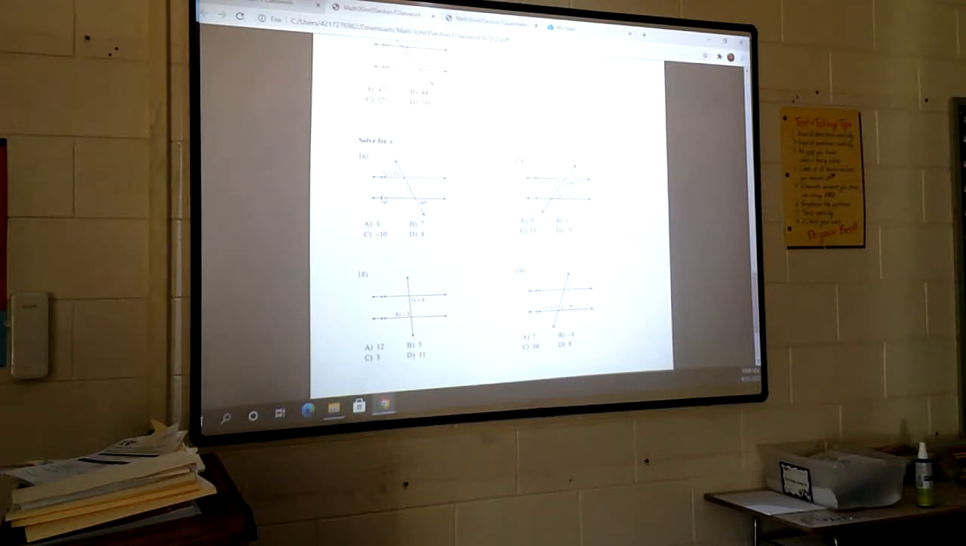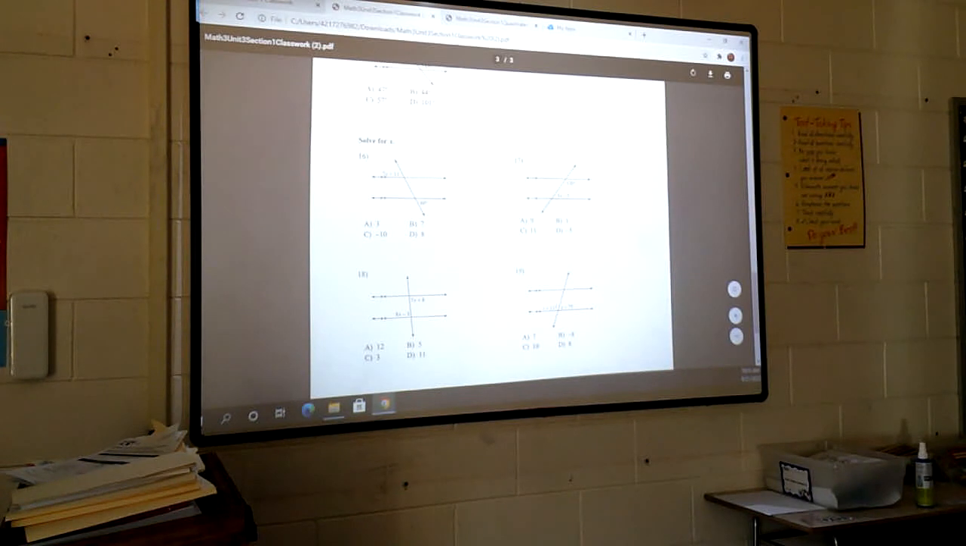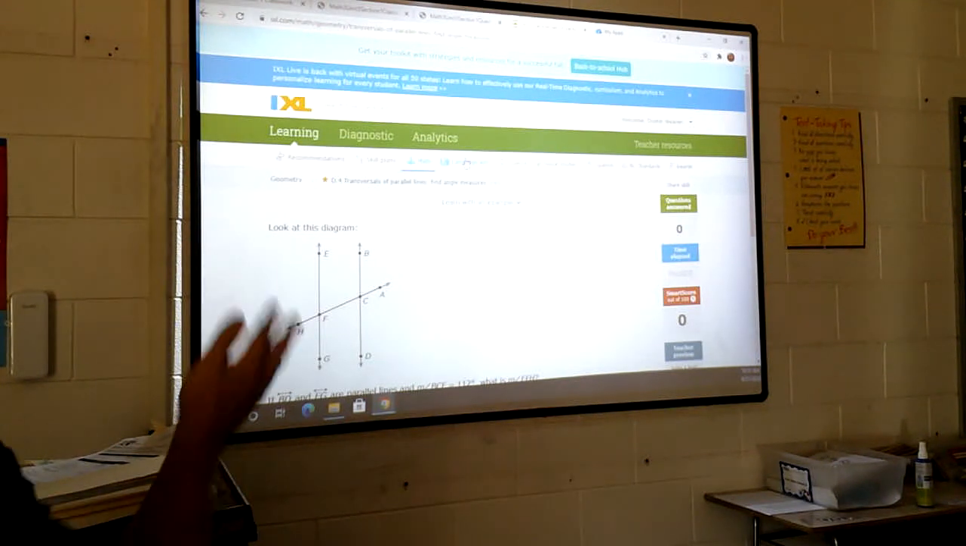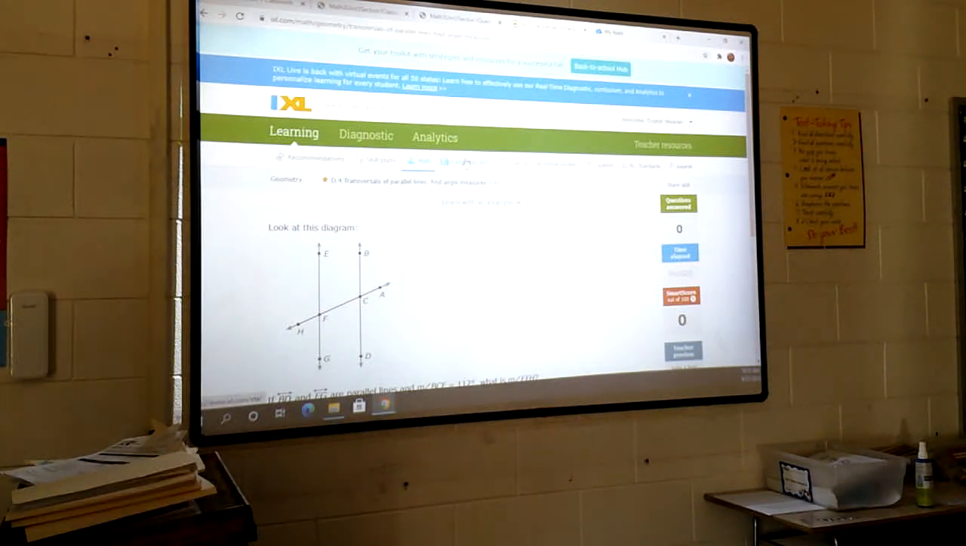The IXL, let me show you it too real quick, and then I'll put it on the board for your work. But the IXL is going to be in geometry. It's already starred on there. It's D.4. Notice on this, look at these real quick. Look at the parallel lines. They're in a different direction. Still the same thing. Just think about turning your head a different way. Okay? So they're in a different direction.